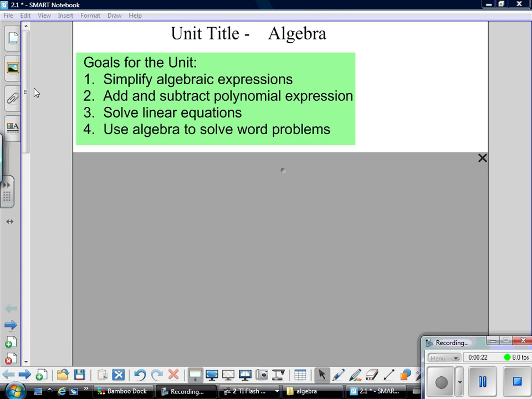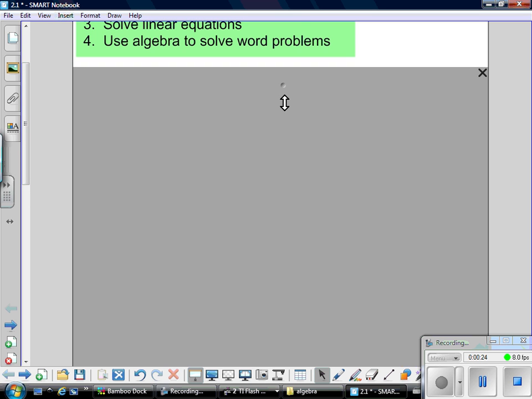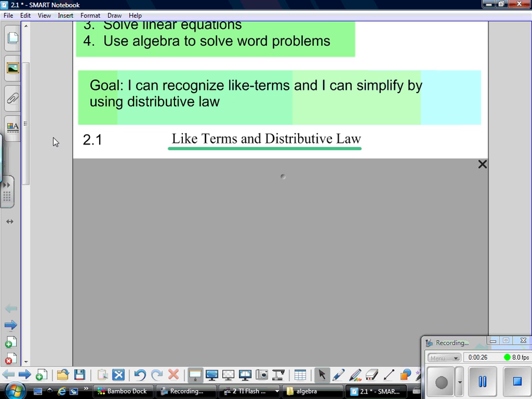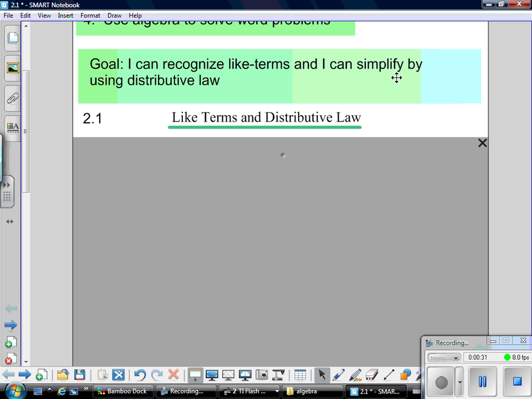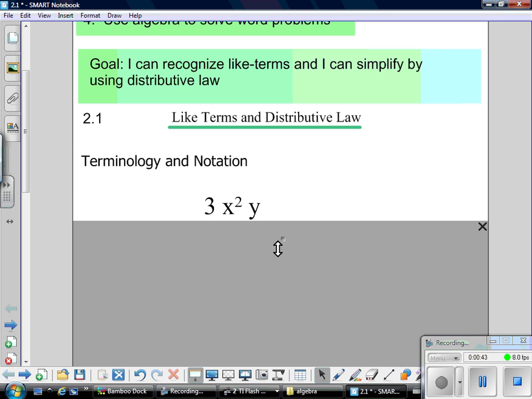So today, section 2.1 is what we're going to call it. And what we're looking at for our goal is I can recognize like terms and I can simplify by using the distributive law. So a few new things there maybe for you, like terms and the distributive law. Now, the first thing that we're going to look at is terminology.